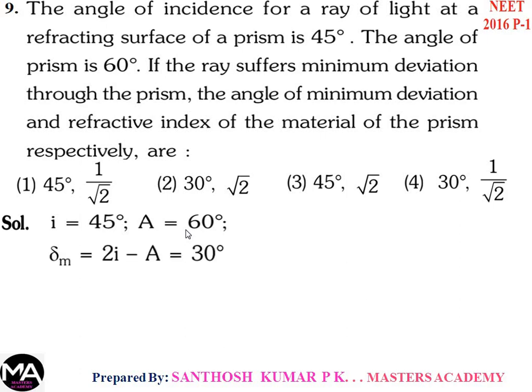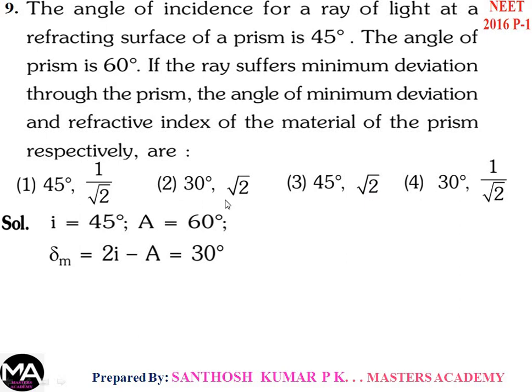We know that the minimum deviation delta m is given by 2i minus A. So 2 into 45 is 90. 90 minus 60 is 30 degree. Therefore, the angle of minimum deviation is 30 degree. So here we will be having two options, 2 and 4, 30 degree and 30 degree. So either it may be the second one or the fourth one.